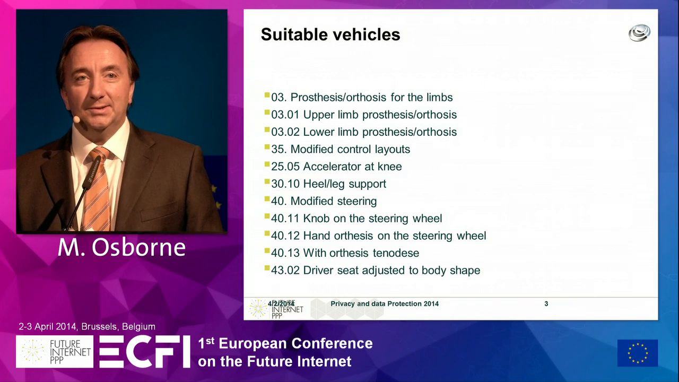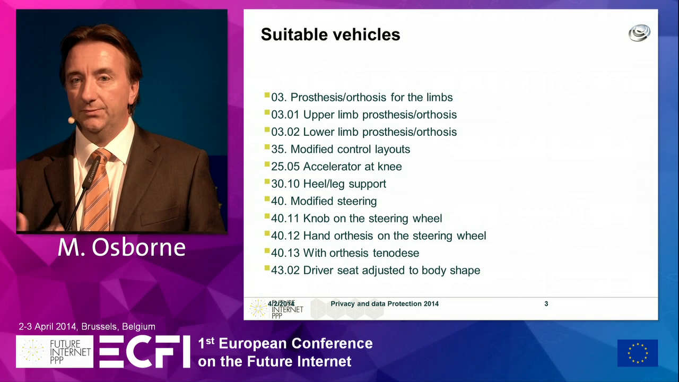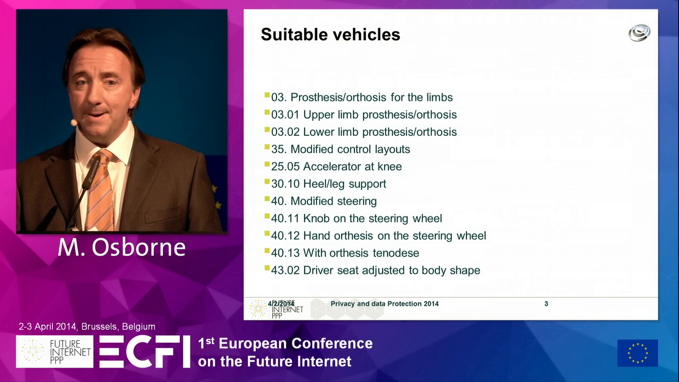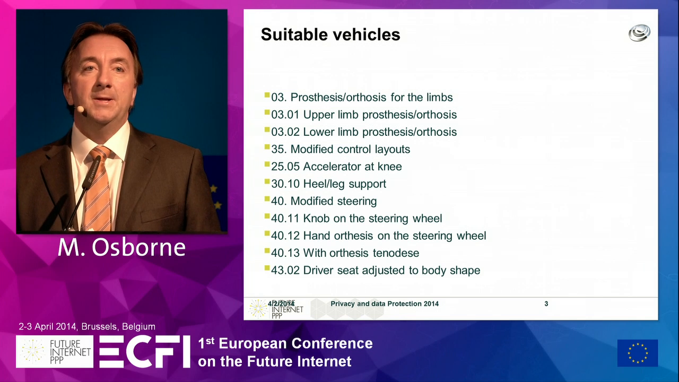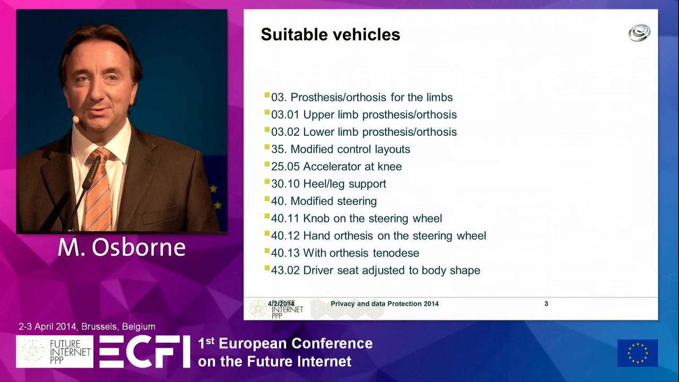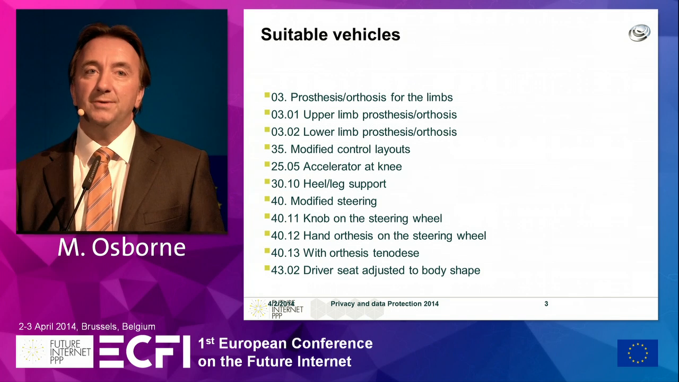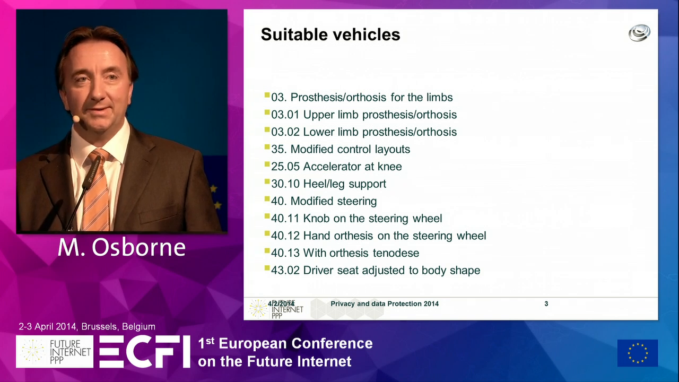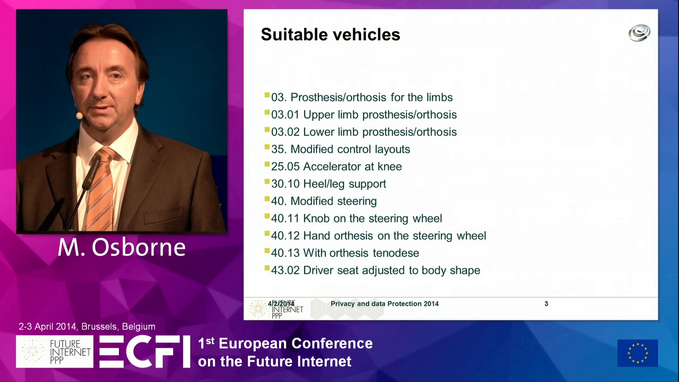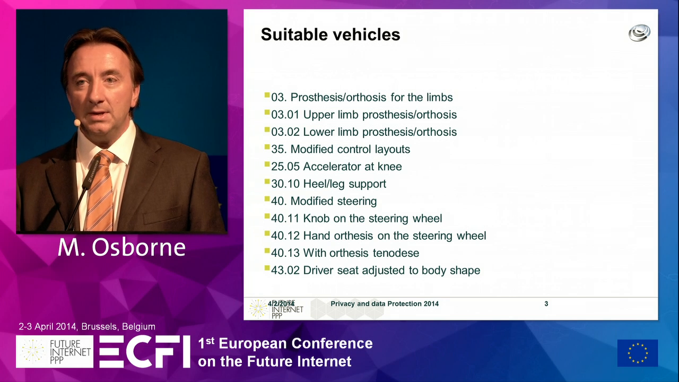So suitable vehicles. If you happen to have a disability, if you've lost an arm or something like this, then it's absolutely fine for you to drive a car, but you need to have a car which is suitably modified. This is an excerpt from the EU legislation about categories. So these are little numbers on the back of the driving license which add additional information to what you are and are not allowed to drive.